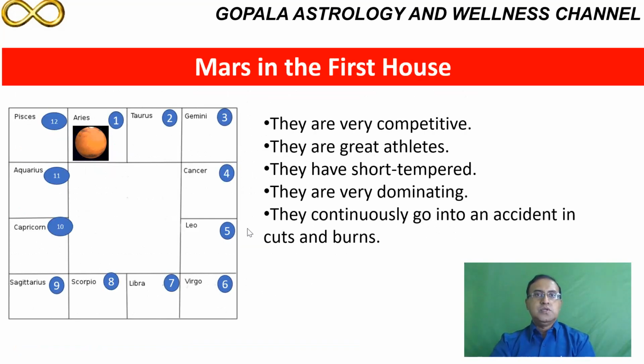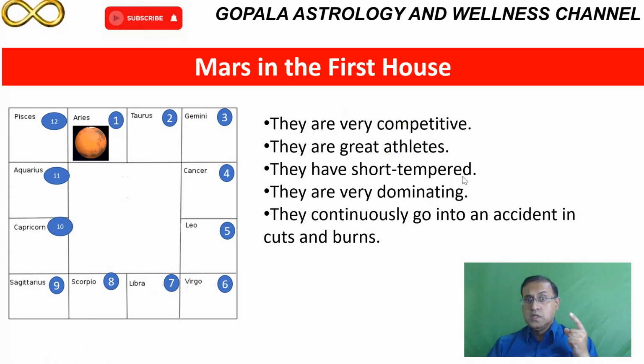Let's take, for example, Mars, a very dynamic planet, in Aries. It starts with Aries, Mars found in Aries. When this combination happens, persons are going to be very competitive. They like to fight, they like to win battles. They are the soldiers, the great athletes, and they are quite short-tempered, do not have patience at all, and are very dominating characters.